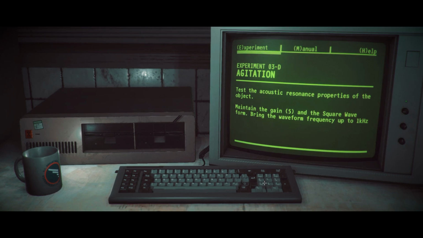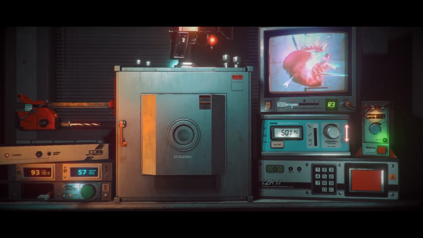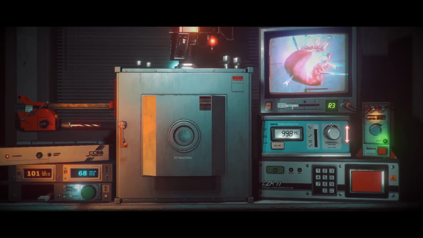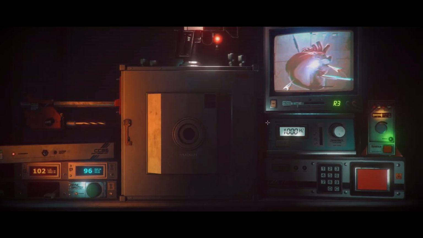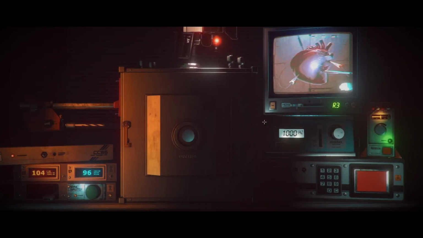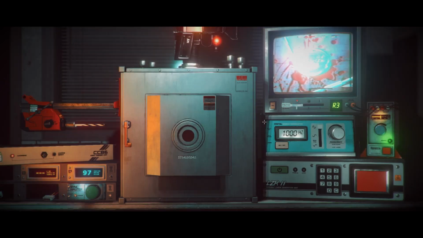Okay, maintain the gain of 5 in square waveform. Bring the waveform up to 1K. Oh god, this heart's gonna explode. Alright, here we go. Remember that time I said it was gonna explode? Activity registering. We did it. Can you hear us?